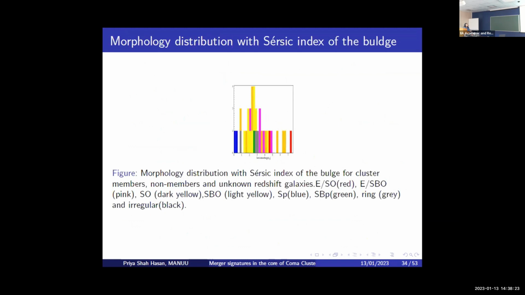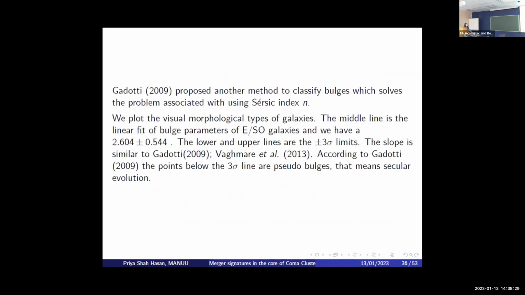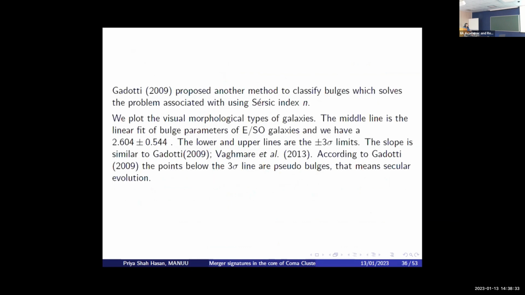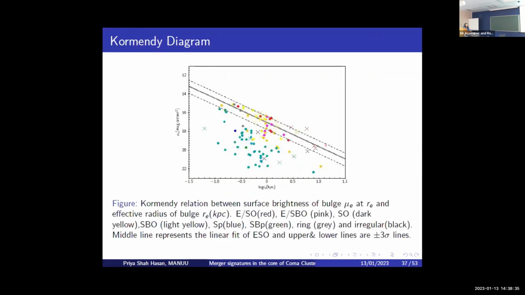And if you actually see, there's a clear morphology distribution with the Sersic index, which you can see. So in the complementary diagram, I think this got repeated. In the complementary diagram, you can clearly see that the classical bulges are the ones which fall within this region, while the pseudo ones are the ones which are outside this region.